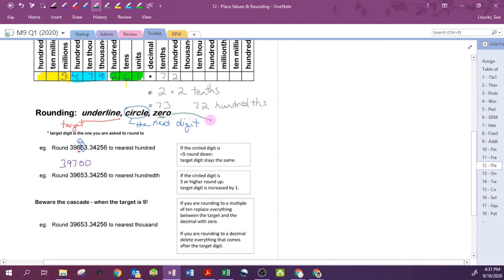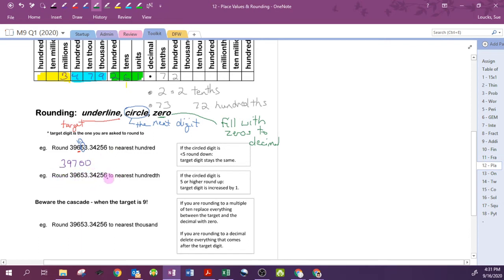Fill with zeros to the decimal. Okay. And that's what I'm saying. All I'm saying here, it's asking me to round this to the nearest 100. So it's asking me, is it closer to 39,600 or 39,700? Because it's in between those two. And it's closer to 39,700, so that's what I'm going to write, okay?